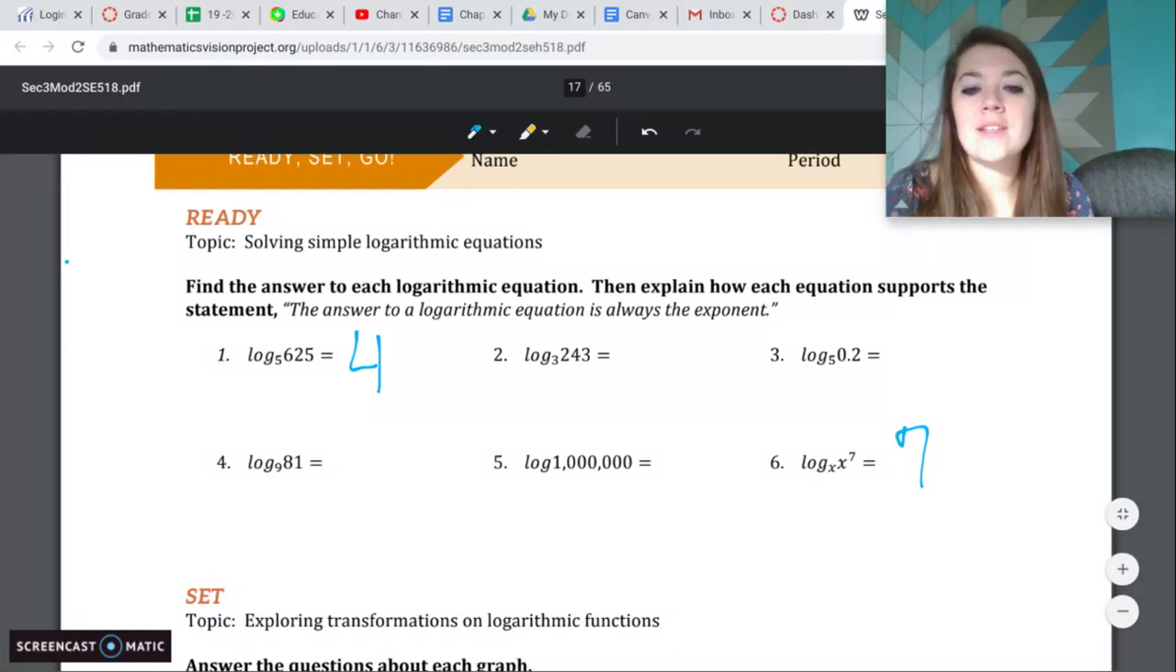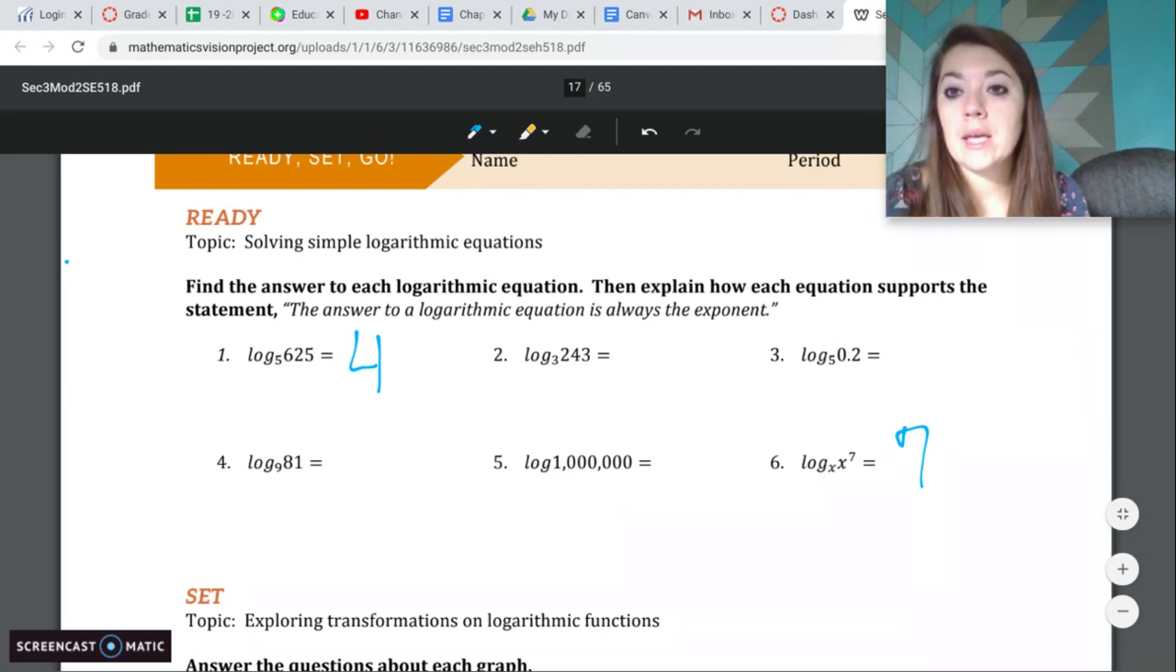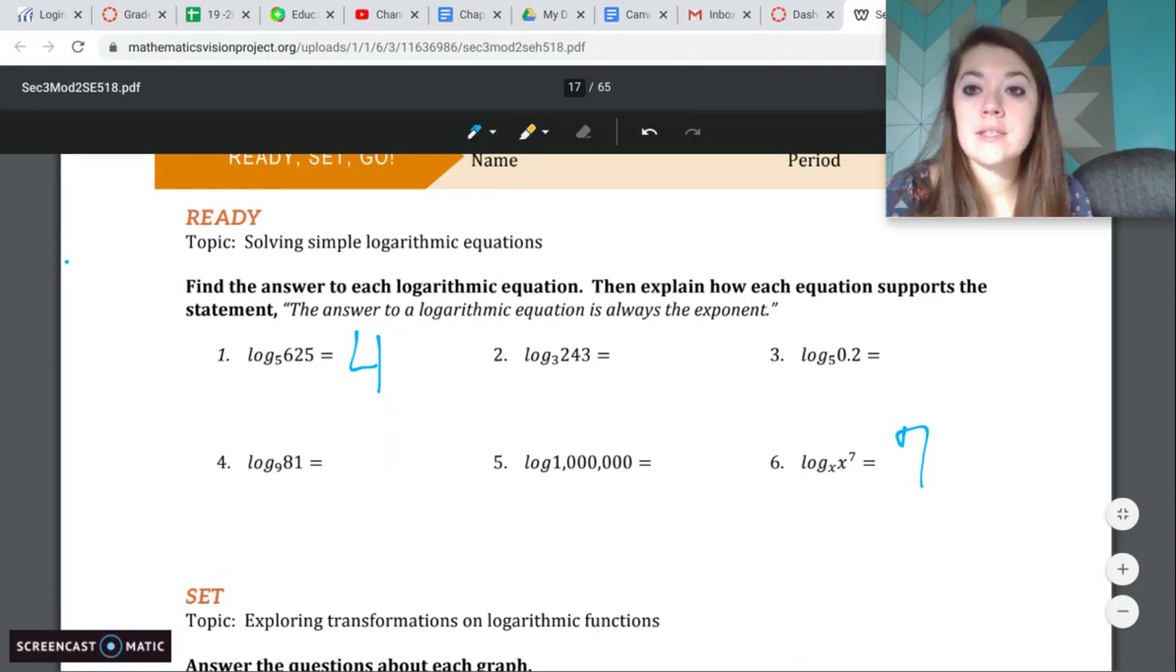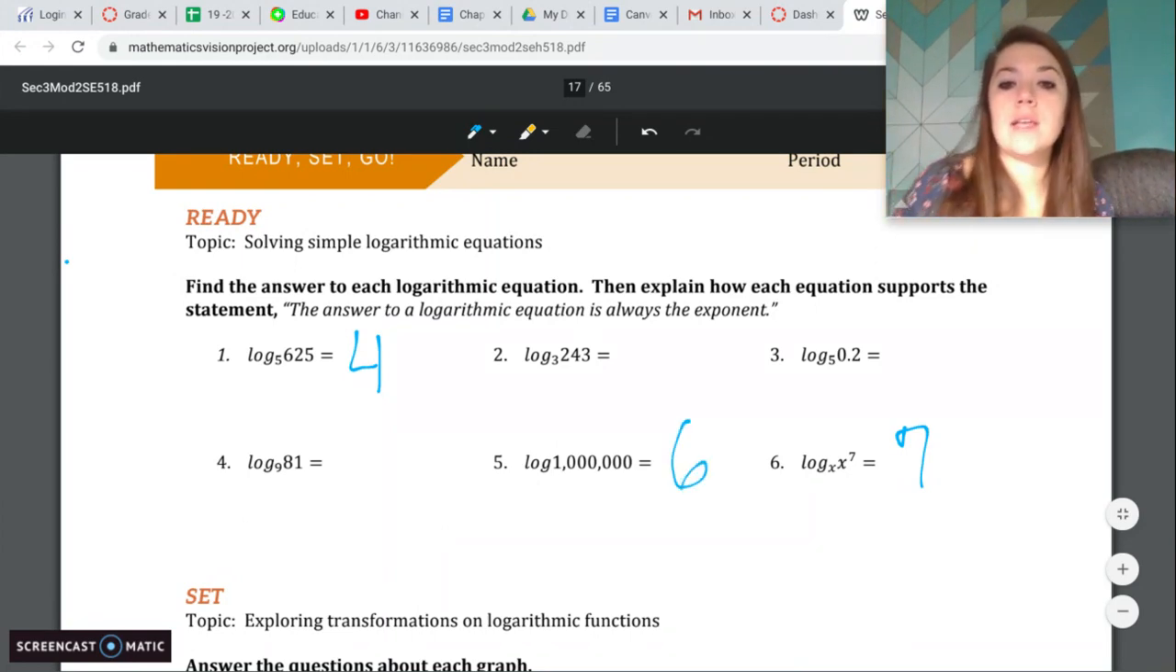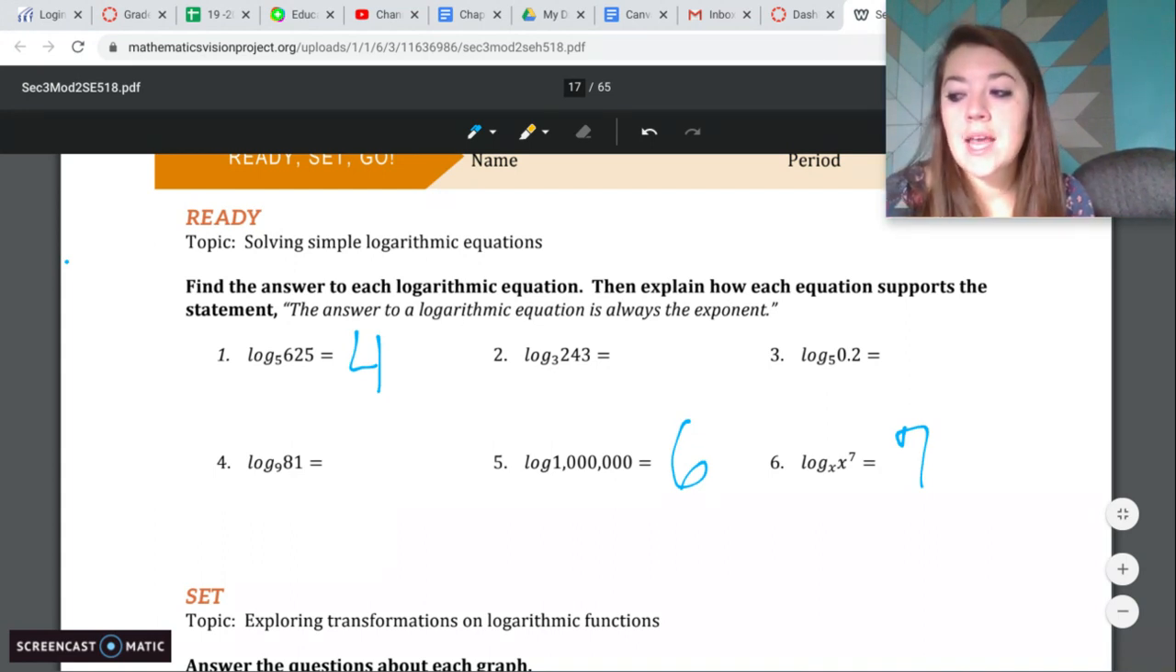Now, on number 5, it's log of 1 million. Now, if there's no base term on it, log is always base 10. We just never write the 10 when it's base 10. So if this is log base 10 of 1 million, how many zeros are there? 6. So that means it's 10 to the 6th power, so our answer is 6. So you're just looking to see what the exponent should be.